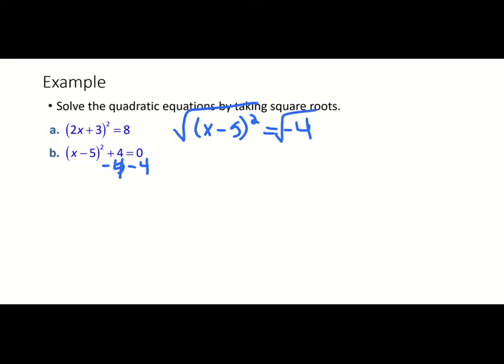And now we have x minus 5 is equal to, and the square root of negative 4, recall, is equal to 2i. So we can say positive or negative 2i. And then we just need to solve for x, so we're going to add 5 to both sides. This one's pretty simple. And we end up with x equals 5 plus or minus 2i, and you want to keep it in complex format, so the real number first, imaginary second.